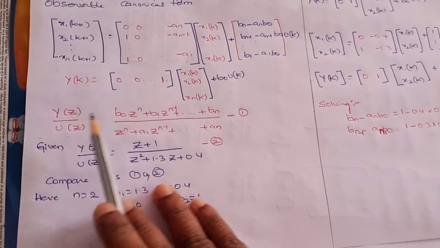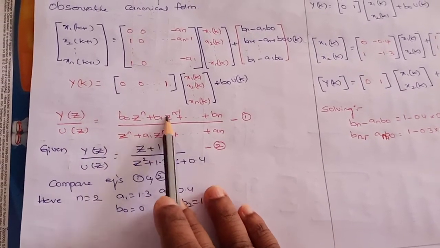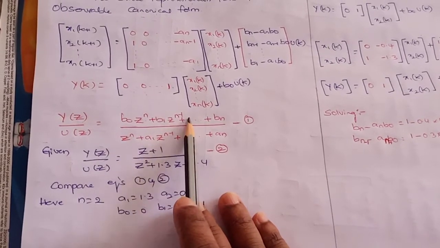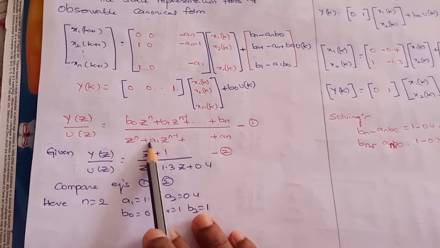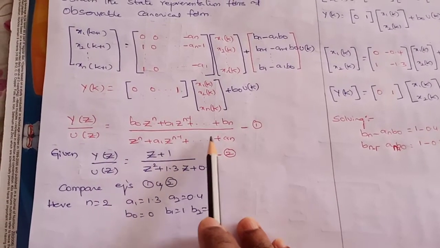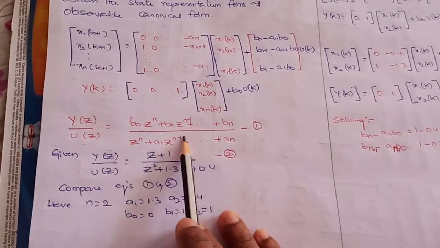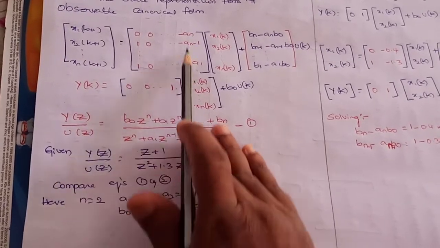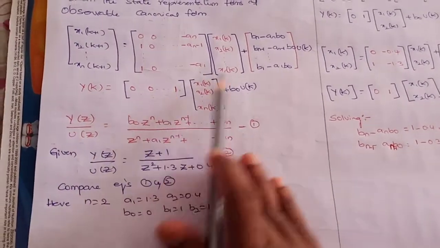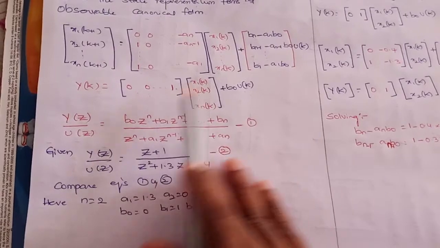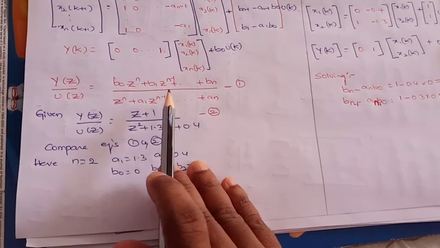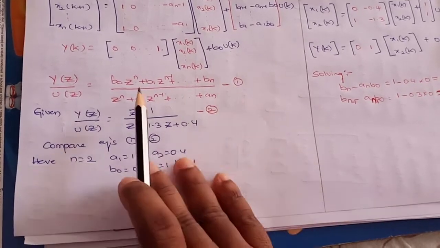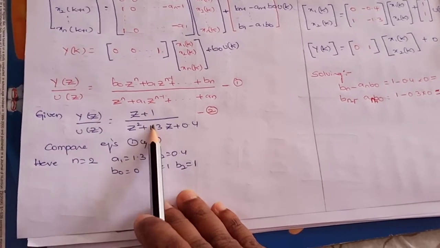The standard representation of the transfer function is also the same. Y(z)/U(z) equals (b0 z power n plus b1 z power n minus 1 plus b2 z power n minus 2, and so on up to bn) divided by (z power n plus a1 z power n minus 1 up to an). This formula is the same; just this column becomes this row, and these two are interchanged. So let us write the given transfer function as equation 2 and the standard representation as equation 1. We have to compare both equations 1 and 2.